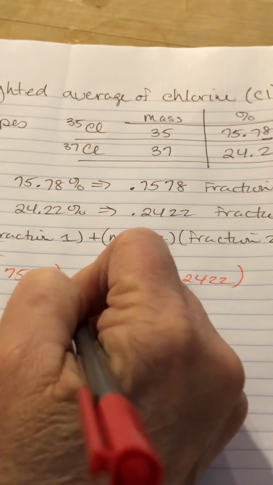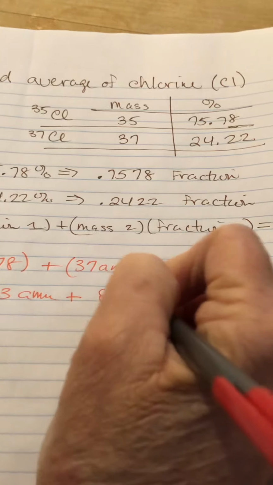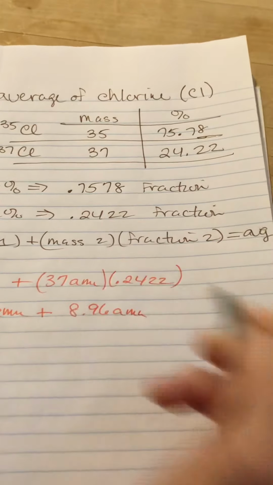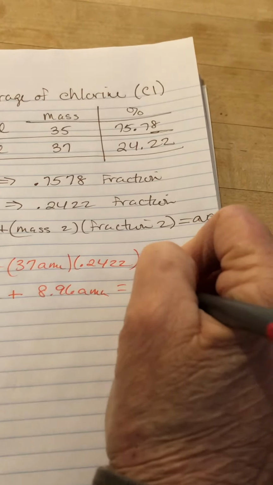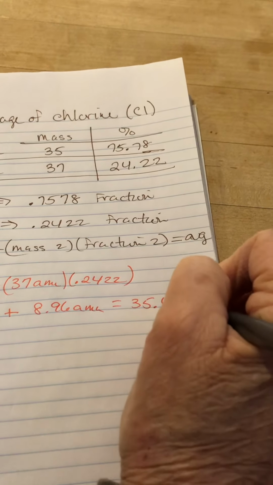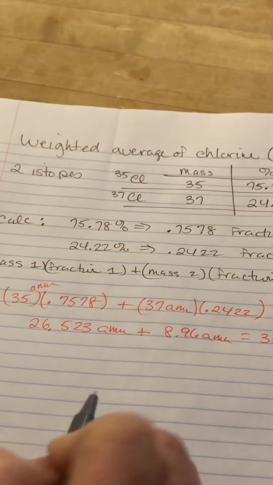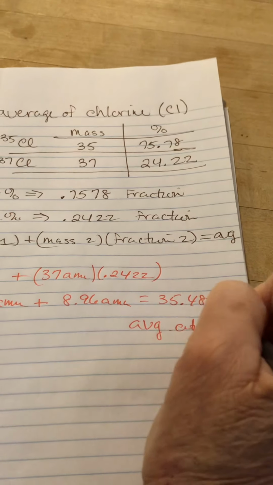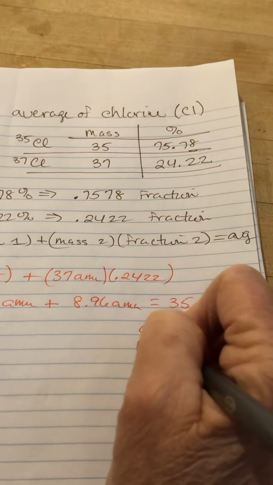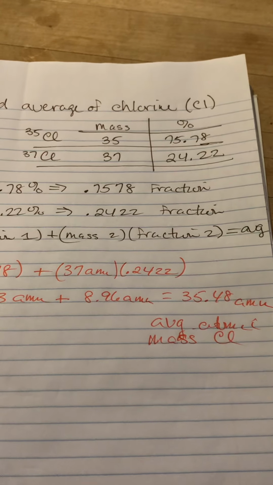Let's just believe it. And I'm adding that to 8.96 AMU, the answer to that multiplication problem, and I get 35.48 AMU. If you add these up and discover this is not right, let me know. But that is the average atomic mass of chlorine. So that's all we do for weighted averages. It's not that bad.